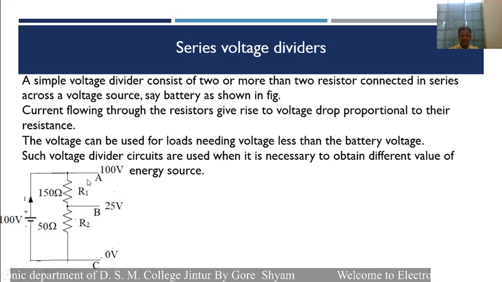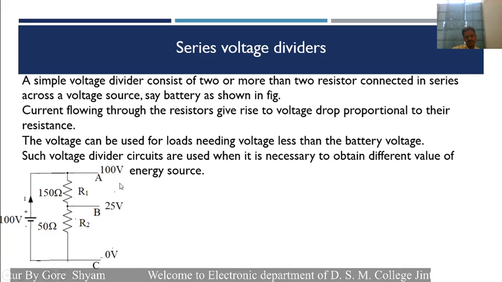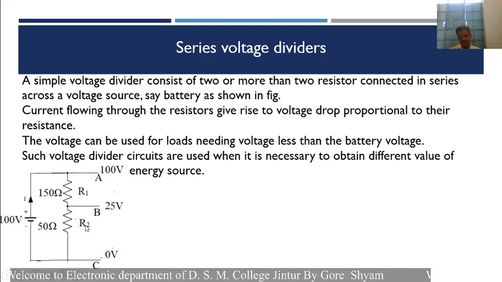Such a circuit is used for a load that needs a voltage less than the battery voltage. Such voltage divider circuits are used when it is necessary to obtain different values from the energy source. If we want a voltage other than the 100 volt, then we can divide this voltage across the resistances.